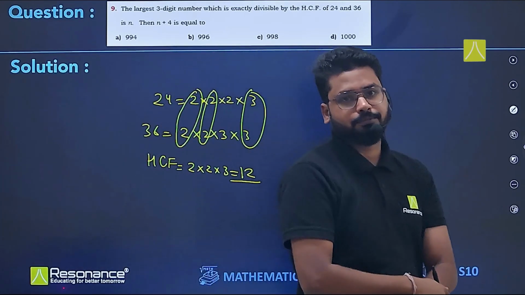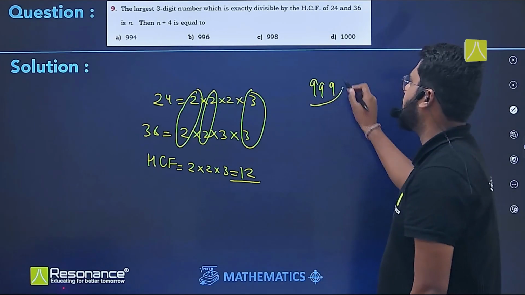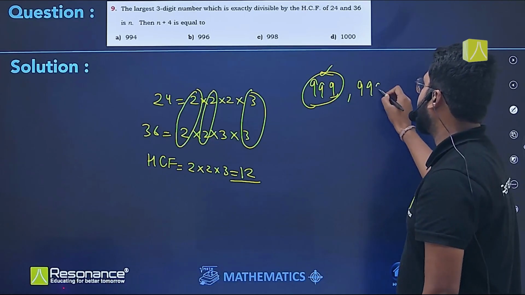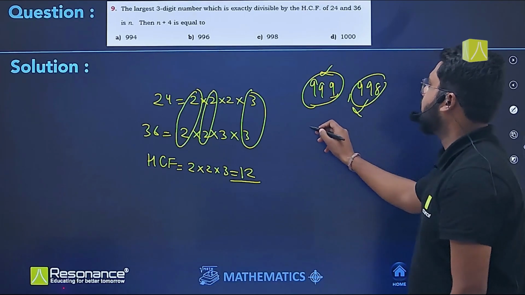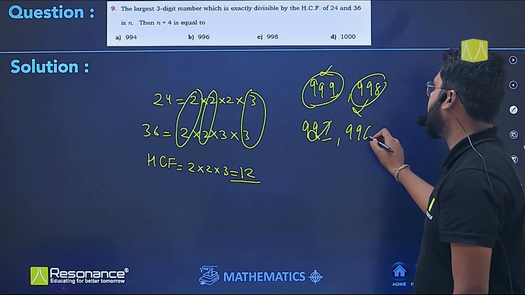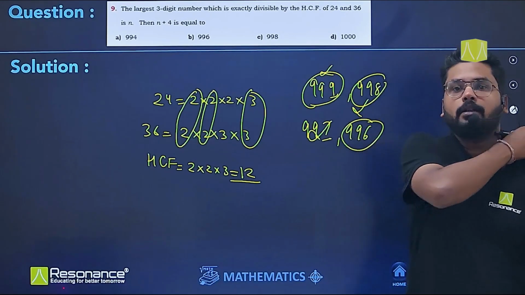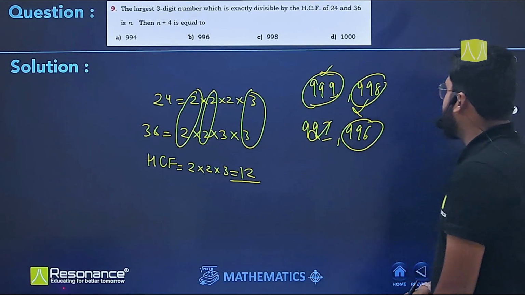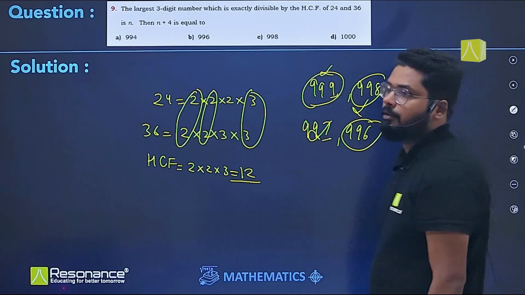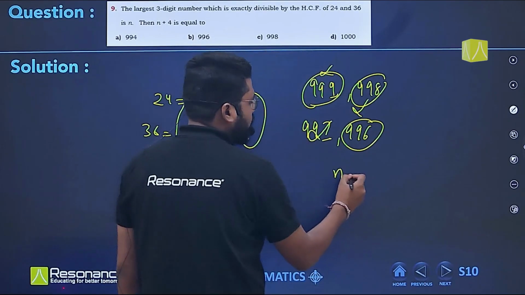Now the largest 3-digit number is 999, but it is not divisible by 12 because it's an odd number. Now if you look at 998, if you check it, then again it is not divisible. Another is 997, it is an odd number, not divisible. But if you see 996, it is divisible by 12. By 83 it is divisible. This means n is equal to 996.